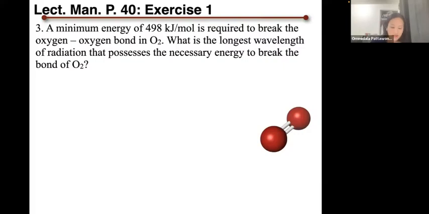So note that what's given here is giving us energy. Okay, so this energy in kilojoule per mole.